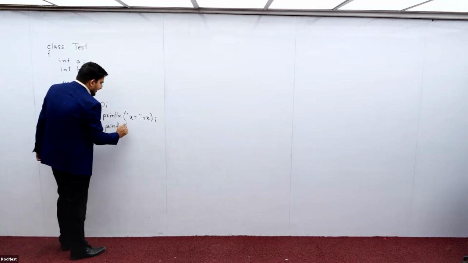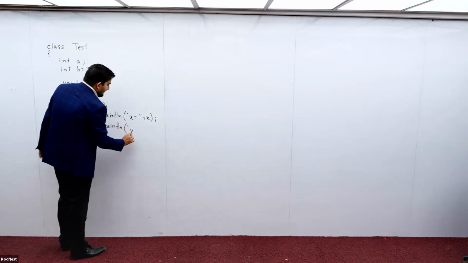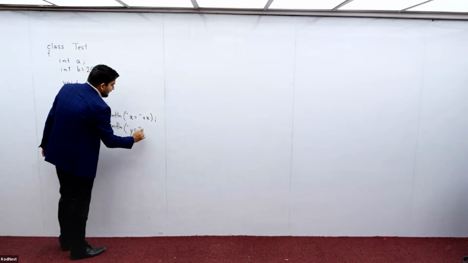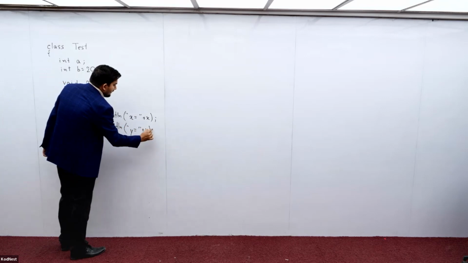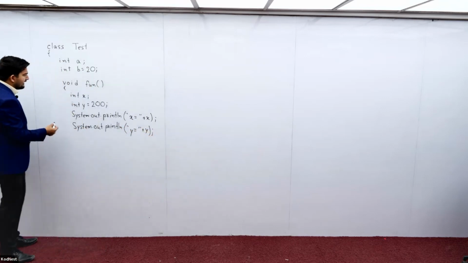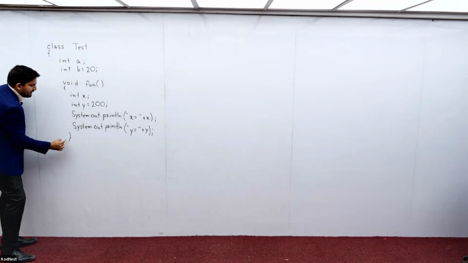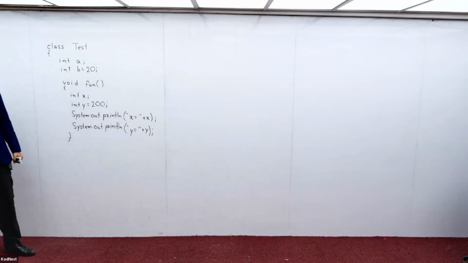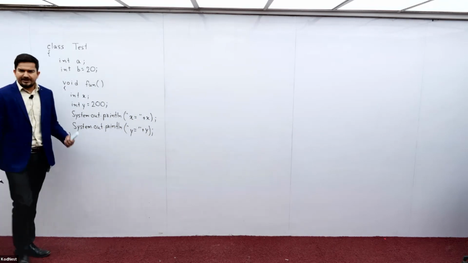Maybe I will also try to print the value of y. Maybe I'll say y is equal to plus y. I am going to end this method called fun, something like this. Maybe what I am also going to do is have one more method. Maybe I will call it the main method.